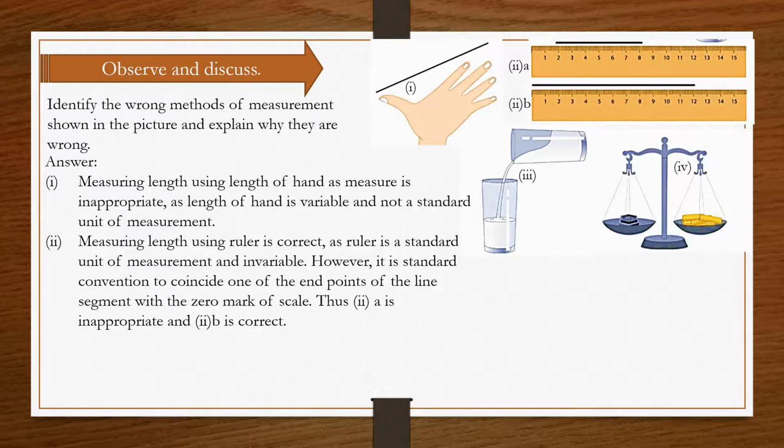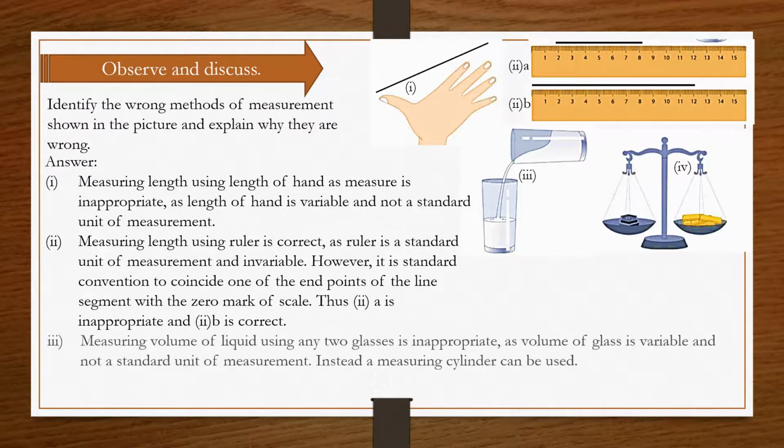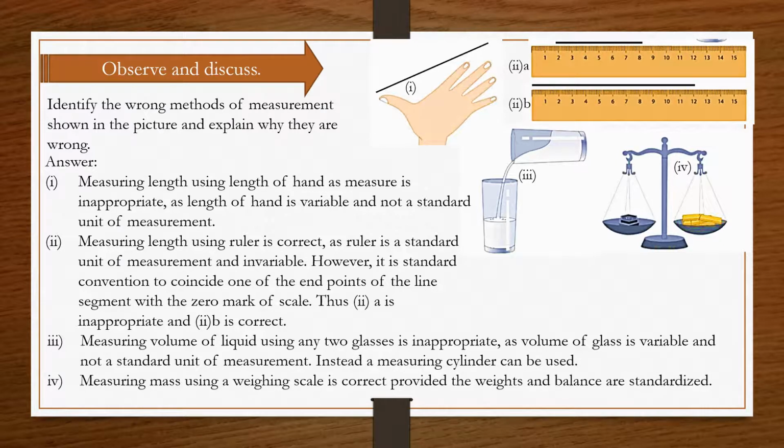Now we come to picture 3. Measuring the volume of a liquid using any two glasses is inappropriate, as the volume of a glass is variable and not a standard unit of measurement. Instead, a measuring cylinder can be used. And in picture 4, measuring mass using a weighing scale is correct, provided the weights and balance are standardized.